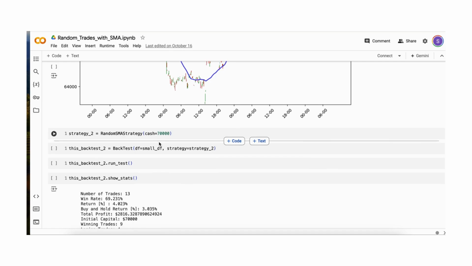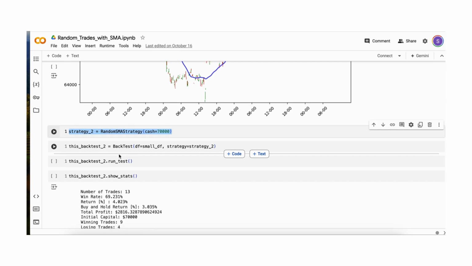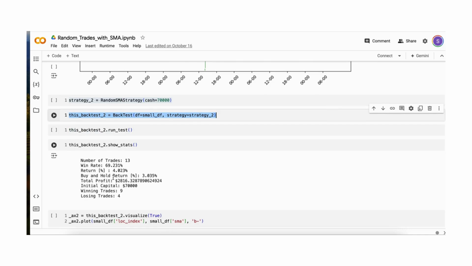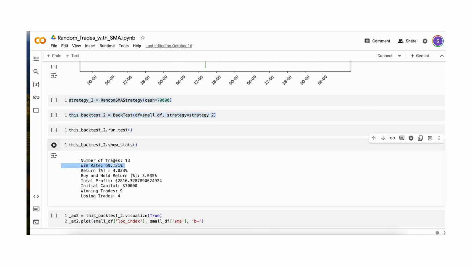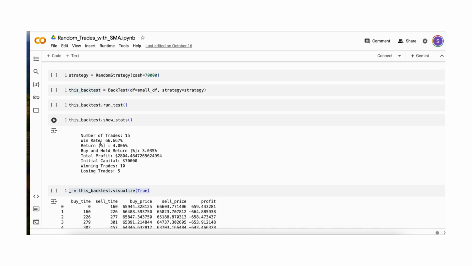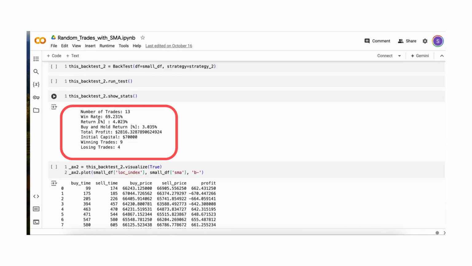Then we define a separate strategy, which we call the random SMA strategy. I will show you the code that defines it, but first we again run the backtest. When we show the stats, we see that we have improved on the win rate. When we were entering completely randomly, we won 10 and lost 5 trades, and our win rate was about 66%. We've improved that to 69%, although our returns are very similar.